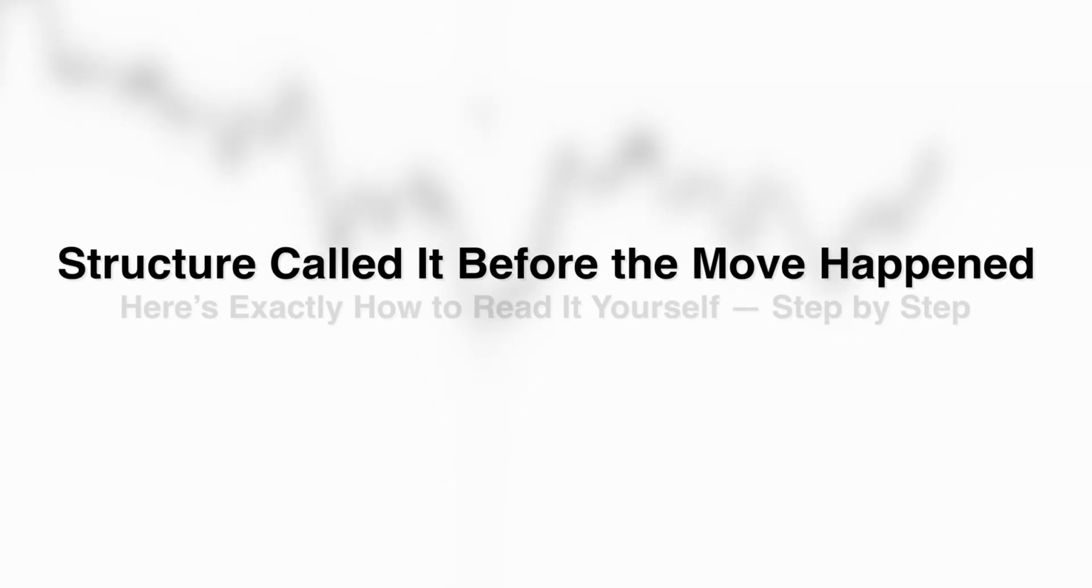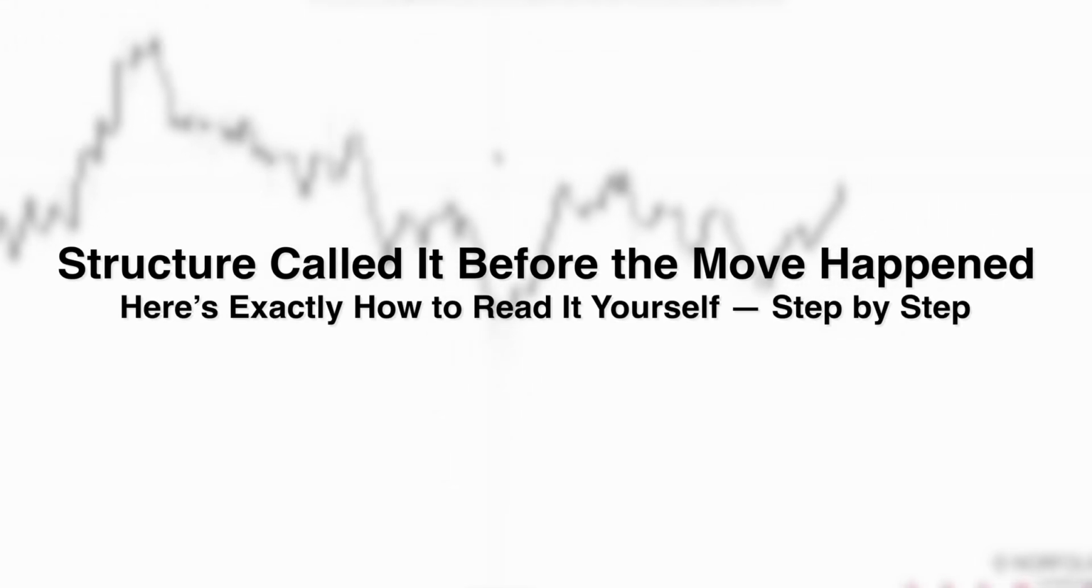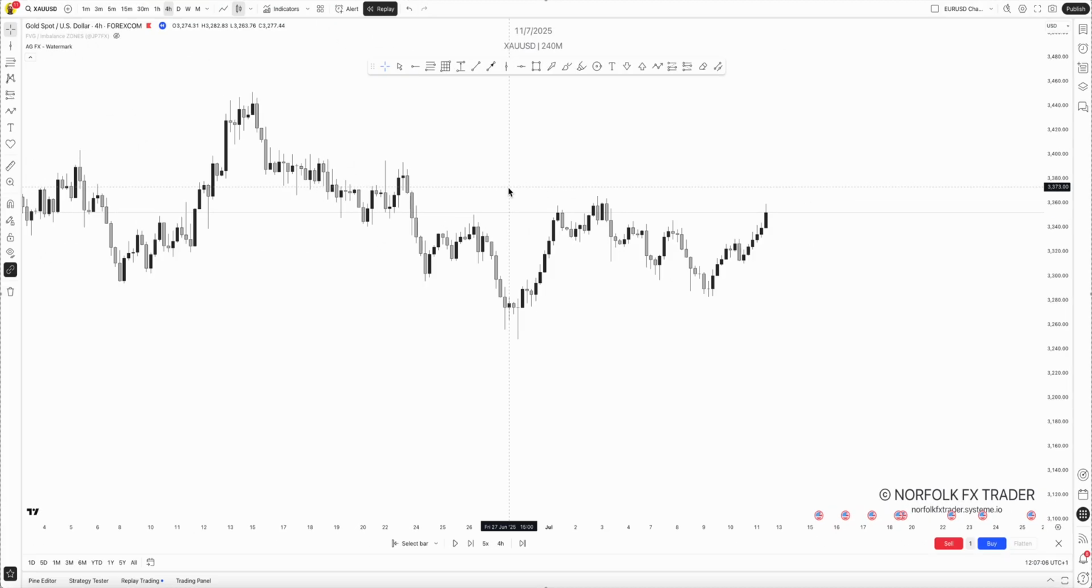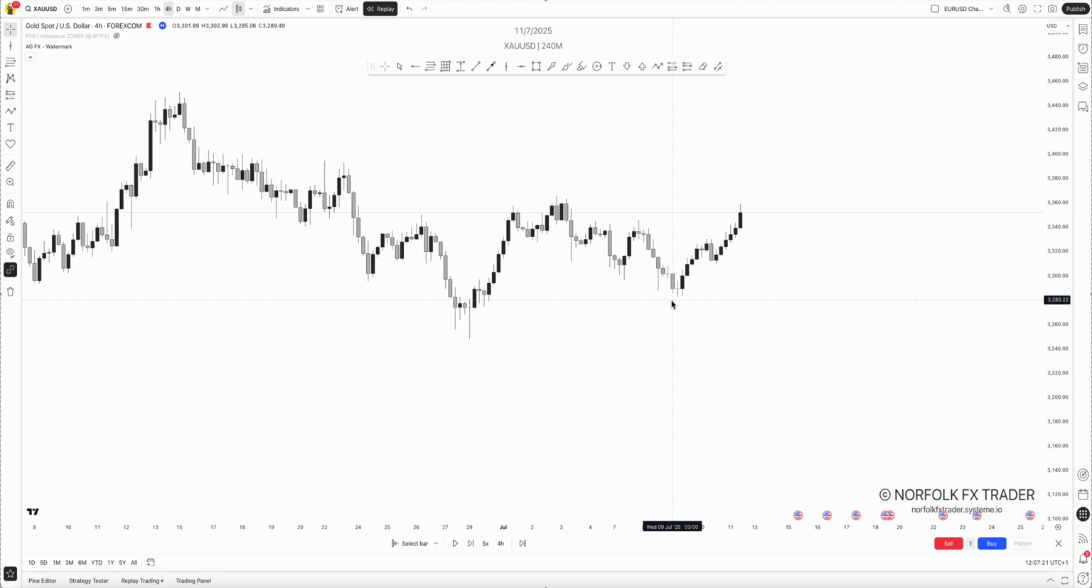Structure called this move perfectly, and I'll show you exactly how to read it yourself. We're going to walk through it on a price chart on gold. I'm going to show you how to read the structure, the smart money structure we apply, and how to use it with multiple time frames to find an entry, understanding your structure. We're going to look at a 4-hour time frame here, and we'll look to take an entry on a 30-minute. We're using a two time frame approach.